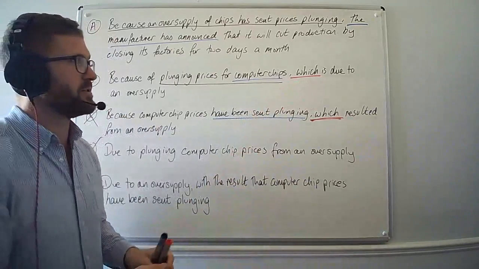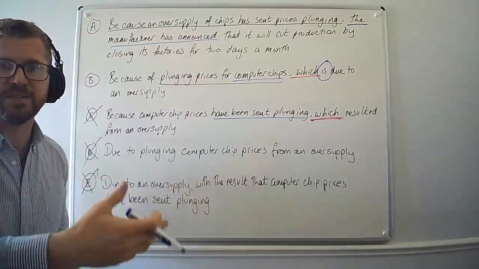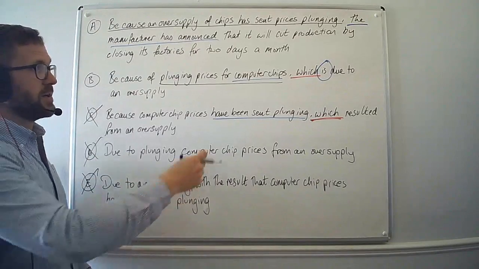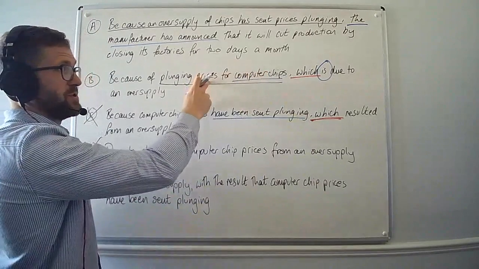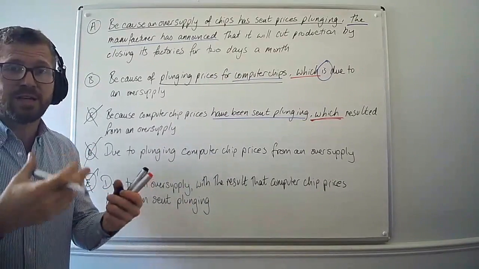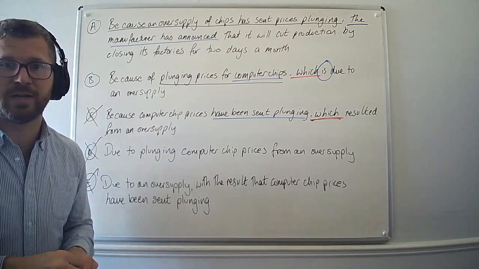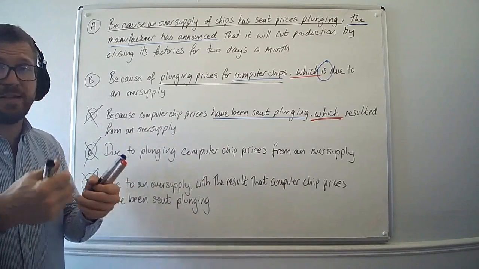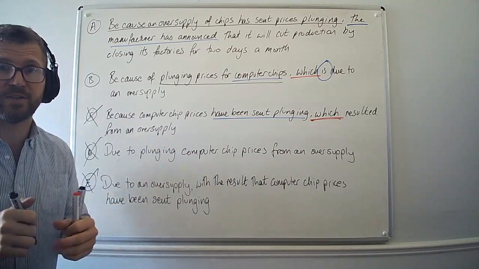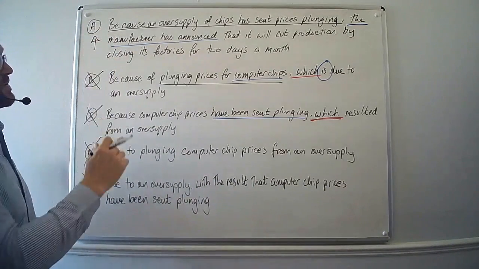But the problem here is that at both of those options, we've got is. Something is due to an oversupply. Computer chips is plural. Plunging prices for computer chips, that's plural as well. So we can't modify either of those with which is due to an oversupply. And so for that reason, this modification doesn't work either. And so we can cross B out, which leaves us with A.